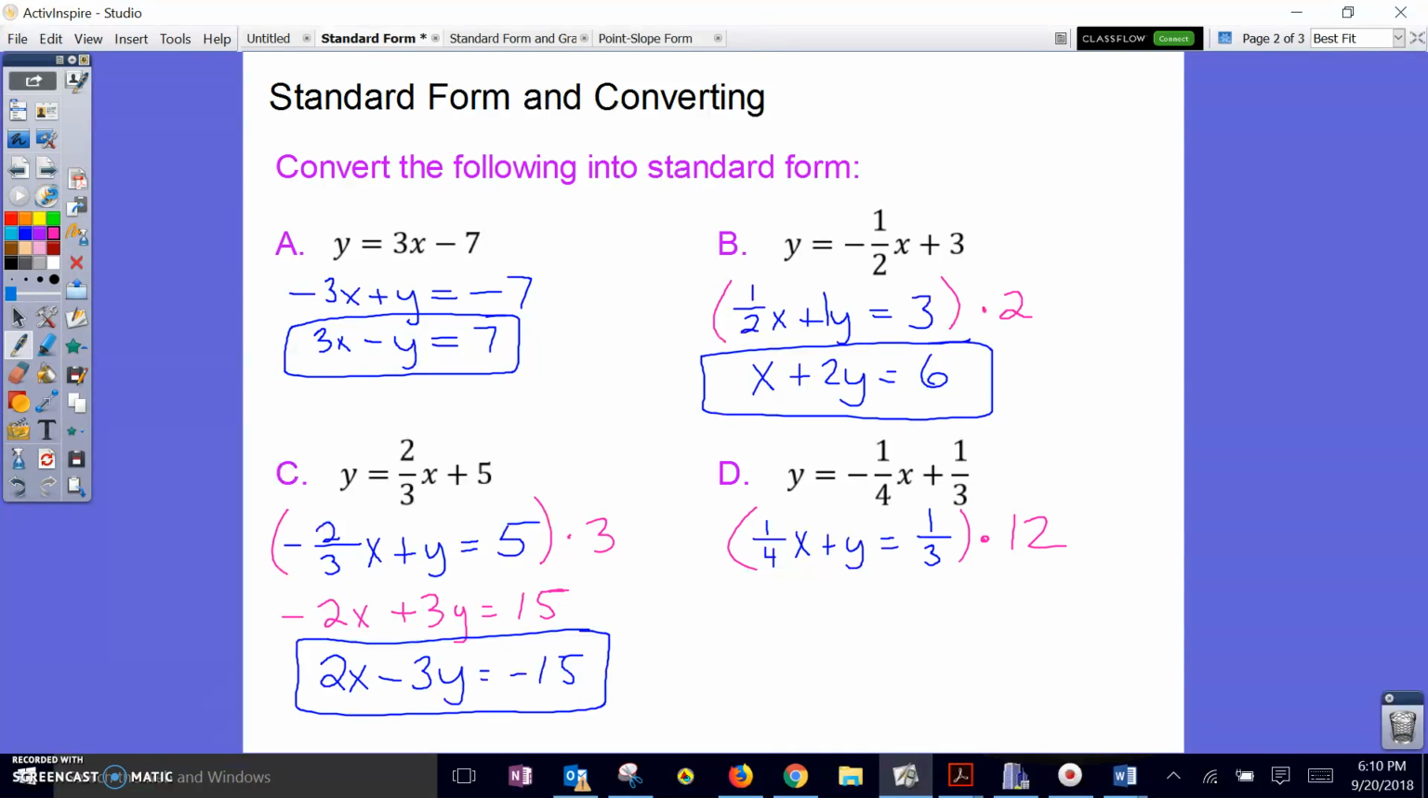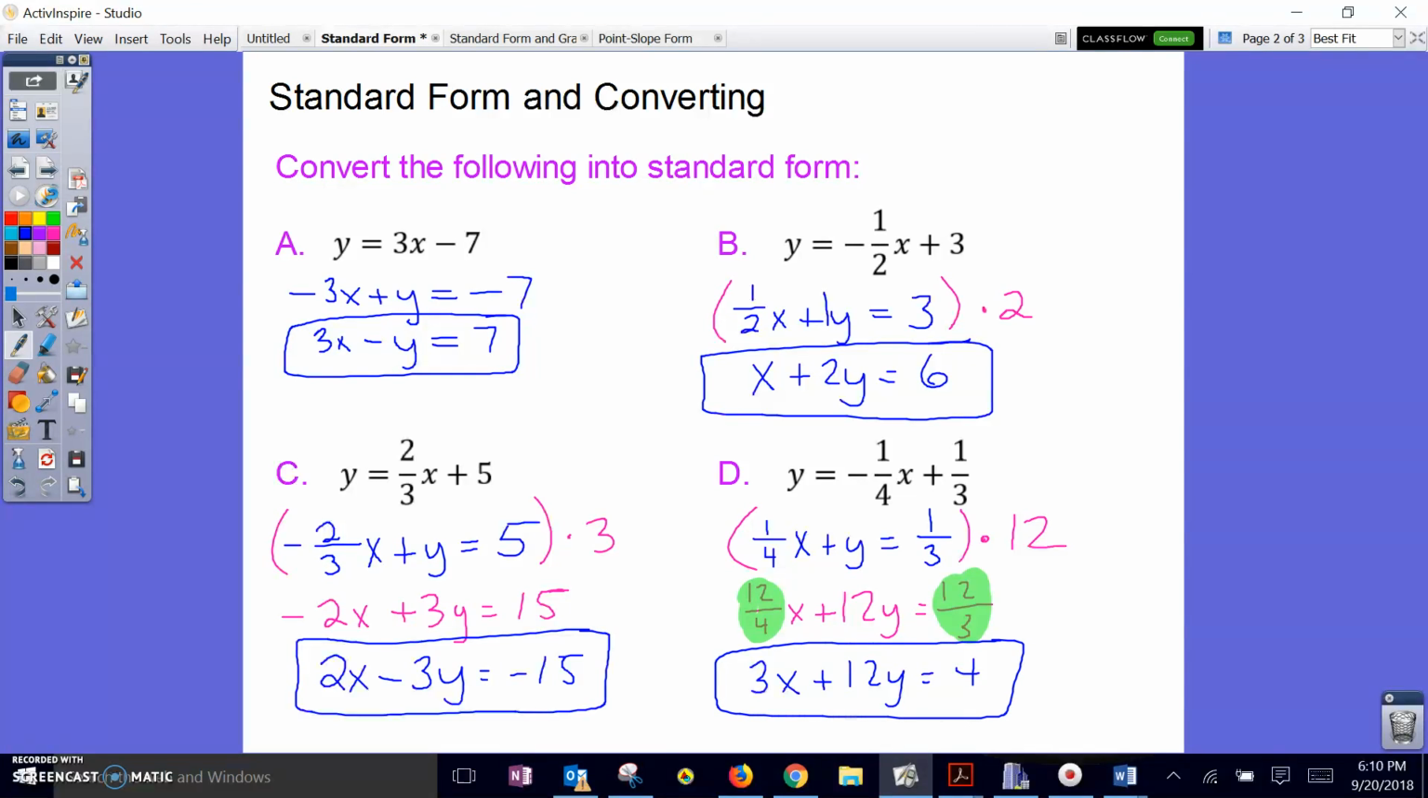And what happens when I do that, I take 12 times 1/4, that gives me 12 over 4x. I take 12 times 1y, that gives me 12y. And I take 12 times 1/3, that gives me 12 over 3. And if I've done this correctly, both of these fractions should now be ones that we can reduce to integer values. And that's what happens here. This is going to be 3x, and this is going to be 4. And so my equation is 3x plus 12y equals 4. Alright, so that's converting from slope-intercept form into standard form.